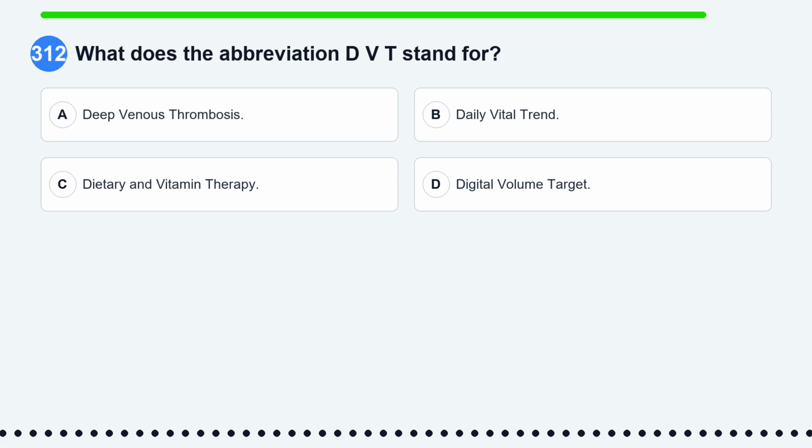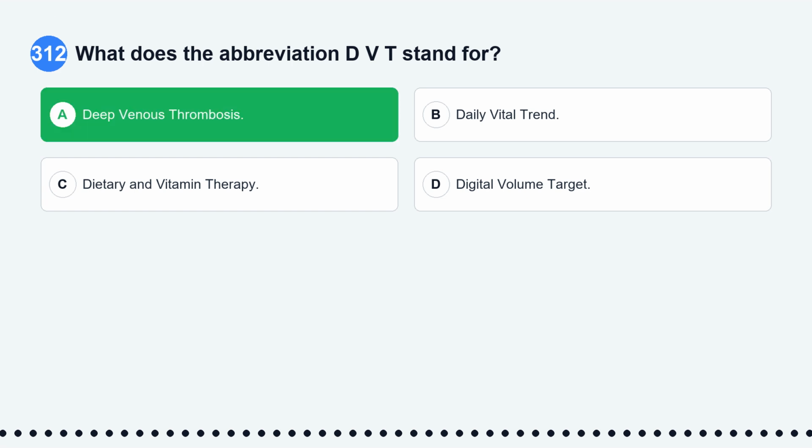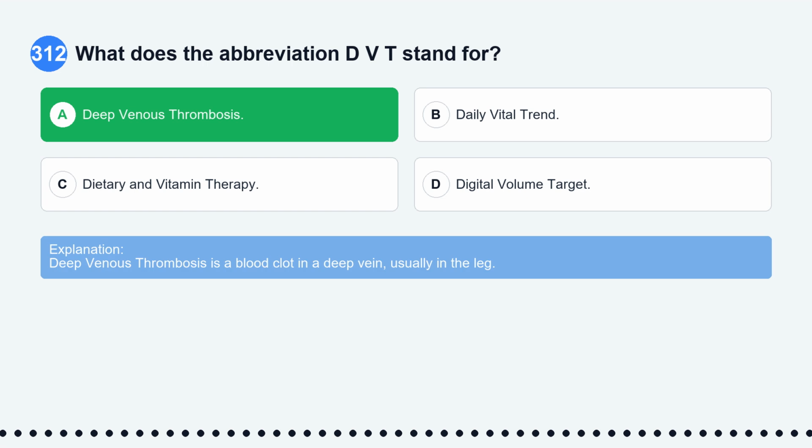Question 312. What does the abbreviation DVT stand for? Option A, deep venous thrombosis. Option B, daily vital trend. Option C, dietary and vitamin therapy. Option D, digital volume target. The correct answer is option A, deep venous thrombosis. Deep venous thrombosis is a blood clot in a deep vein, usually in the leg.